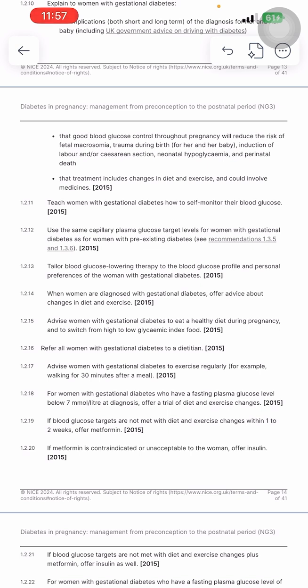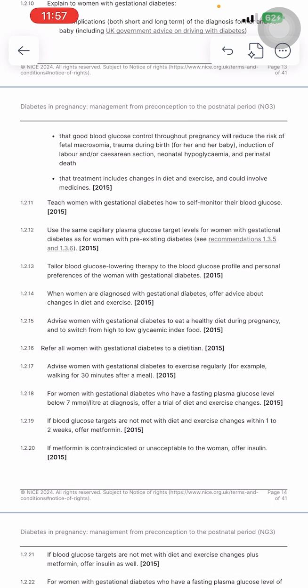Blood glucose control throughout the pregnancy will reduce the risk of fetal macrosomia, trauma during birth, induction of labor, cesarean section, neonatal hypoglycemia, and perinatal death. For example, fetal macrosomia and polyhydramnios are mostly associated with GDM, and IUGR is mostly associated with chronic type 2 diabetes mellitus.